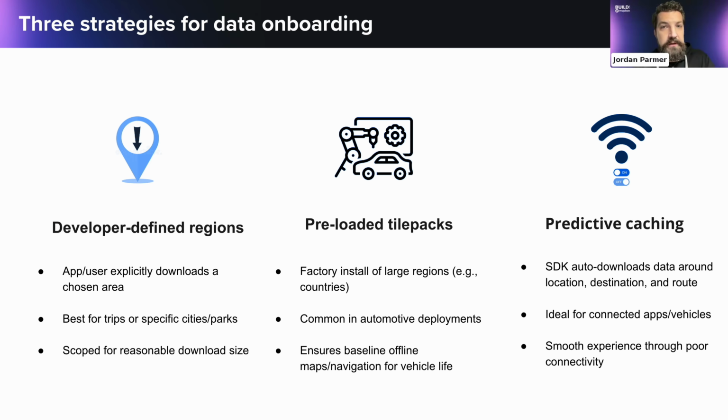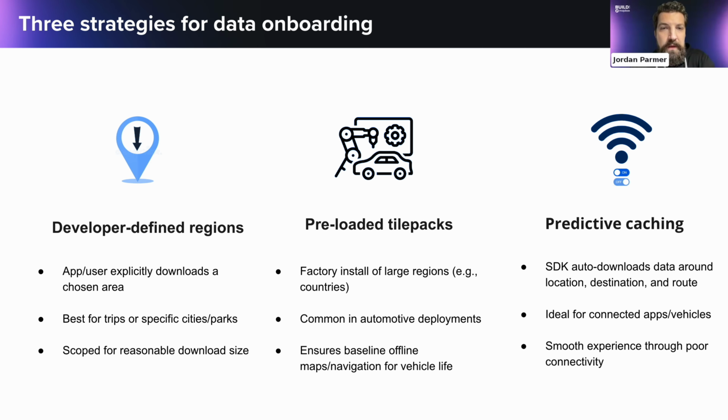The second option is a preloaded tile pack. This is also known as a factory install. This is what we do when we have really large scale industrial deployments. Think about the automotive industry, where we're going to have a massive fleet of cars rolling out to a really large surface of different countries. And so we're going to have a lot of continents that are installed on the vehicle's head unit at the factory or the dealership. Usually we'll have some sort of USB drive that we load that from.